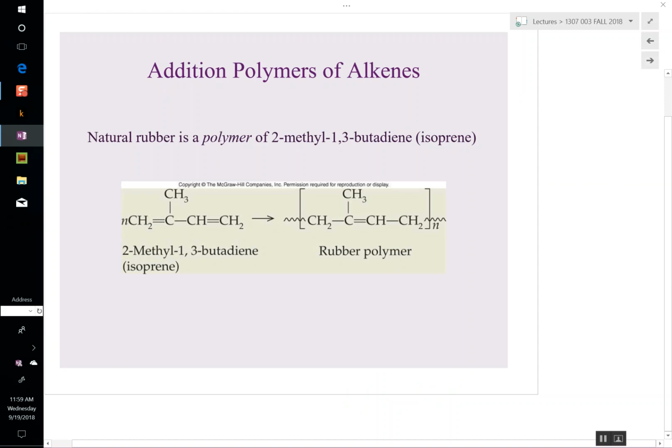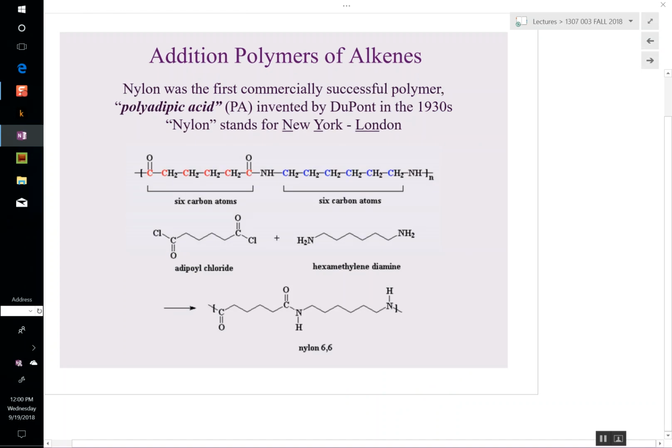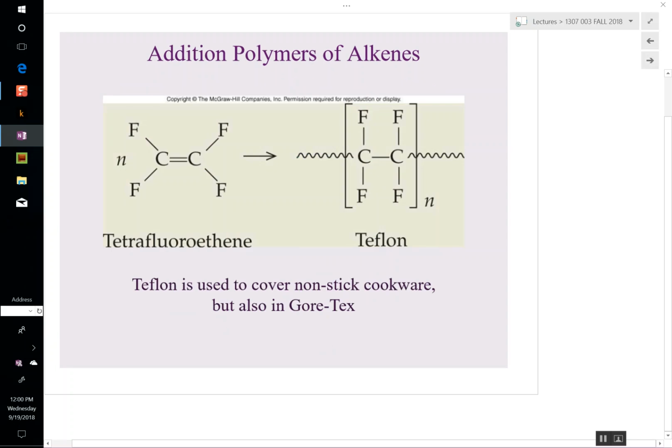Rubber is, by this reaction, I take methyl 1,3-butadiene and polymerize it into rubber. But you can see as this electron goes over here and that one comes into there, that electron comes on into here and that one comes out to there, and it propagates the polymer and you end up with a double bond in the middle. I don't expect you to do all of these reactions. Here's polyadipic acid or nylon. You can come back and look at these.